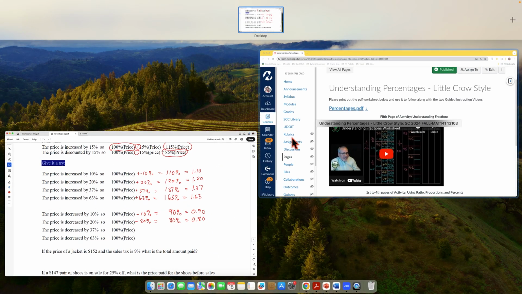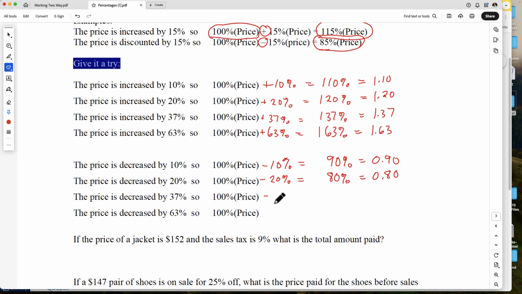37%, we would subtract 37%. That's 63%, which is 0.63. And finally, 63%, we subtract 63%, which leaves us with 37%. And so that leaves us 0.37. So it wasn't selling very well, so I discounted by 63%. Now they're only paying 37% of the price. Okay, so we'll see how we'll be using this.